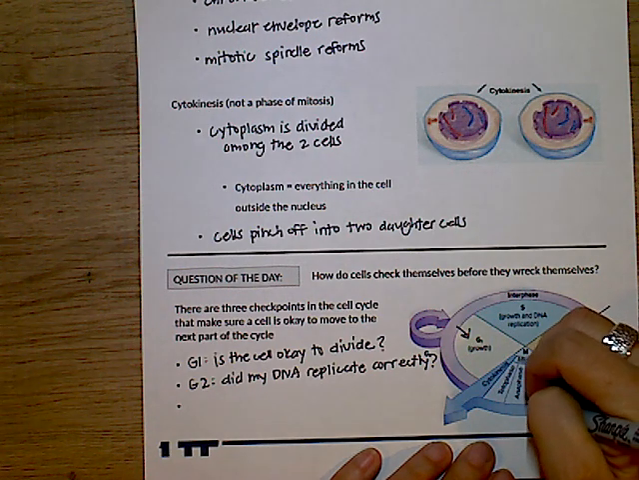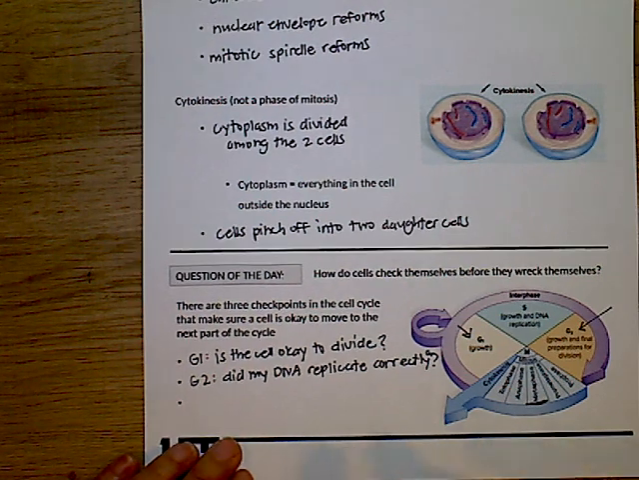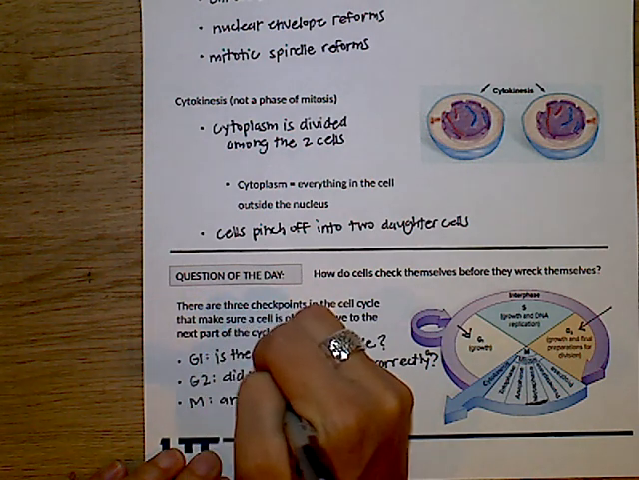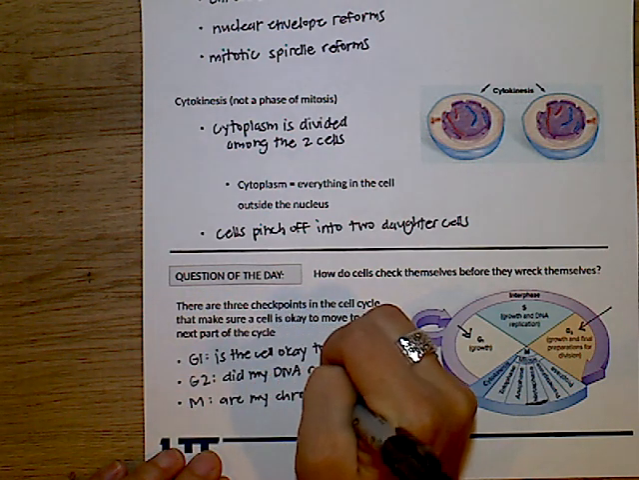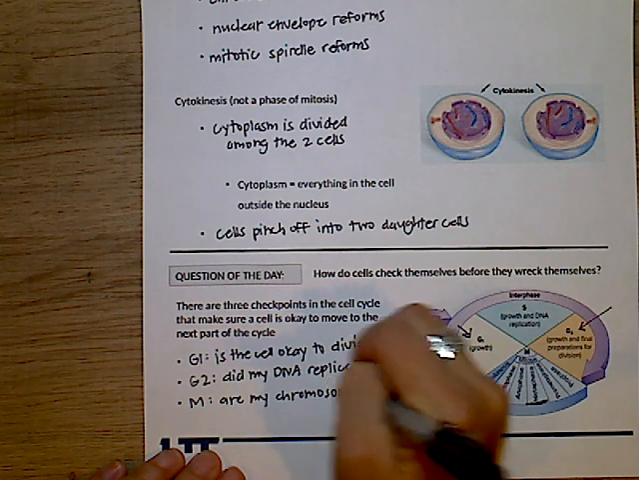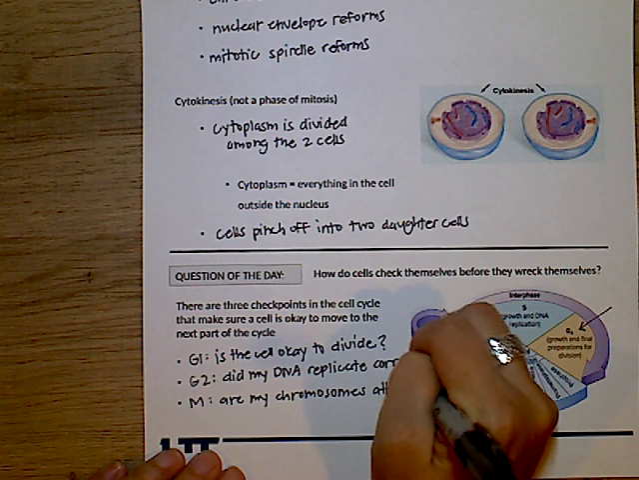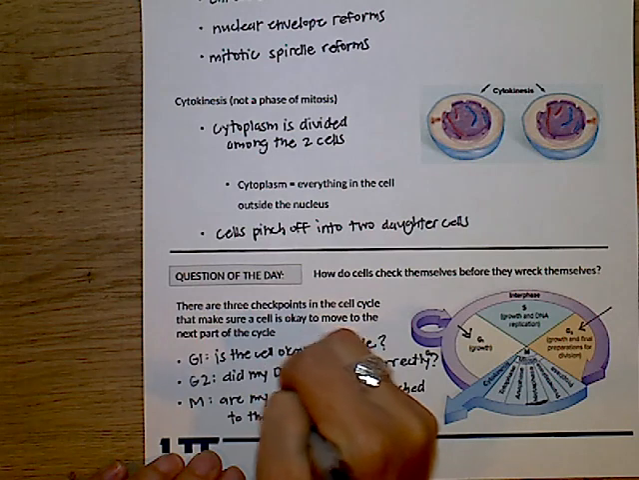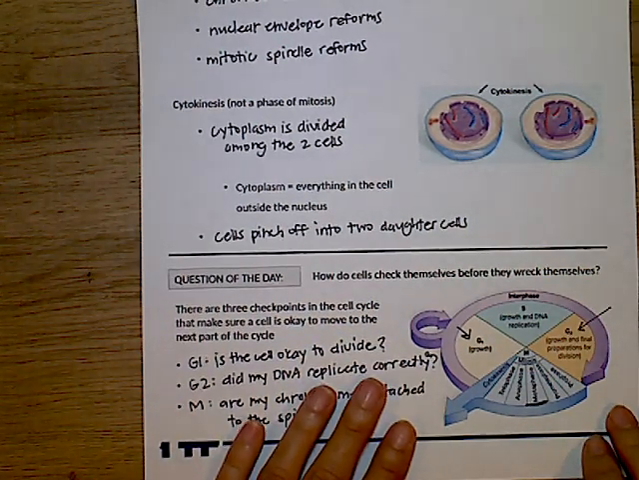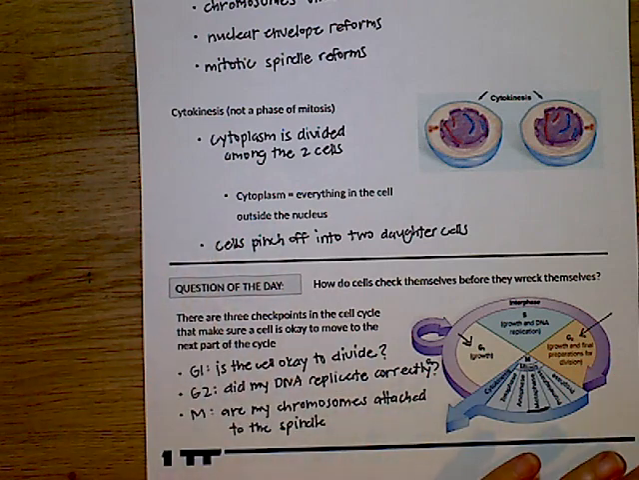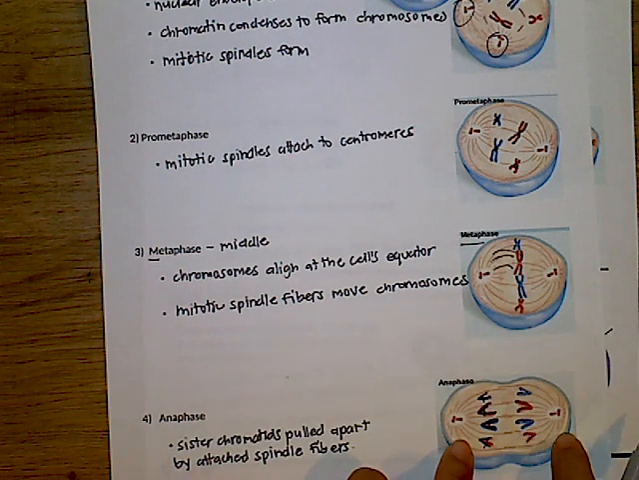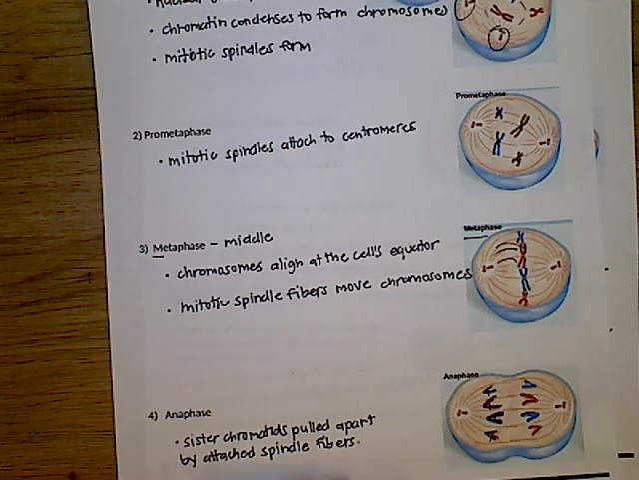And the third one is in metaphase. When they're lined up along the middle, are my chromosomes attached to the spindle? Because if not, they may not pull apart correctly in anaphase, and you'll get an uneven number of chromosomes in each of the cells, which is not what we want.